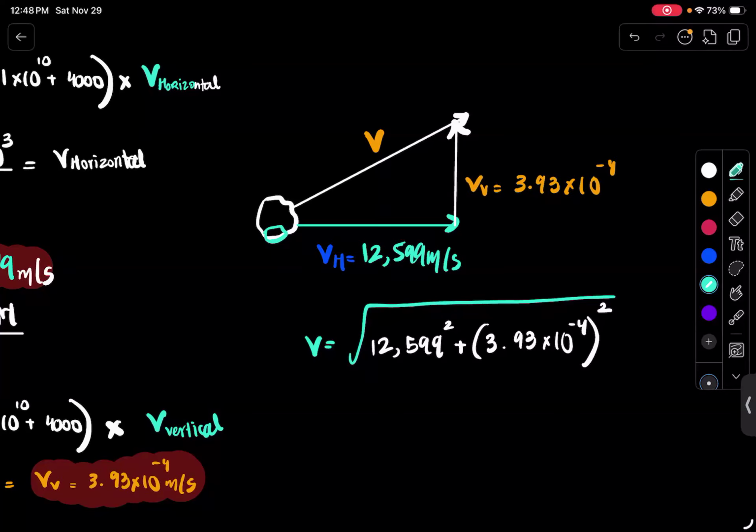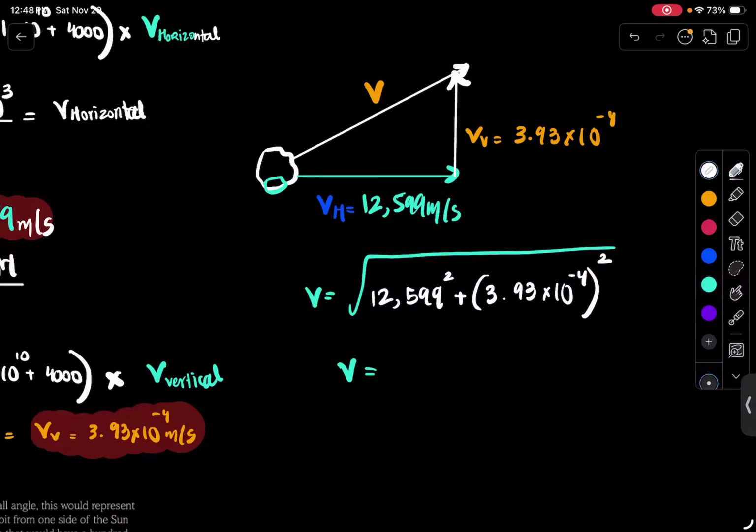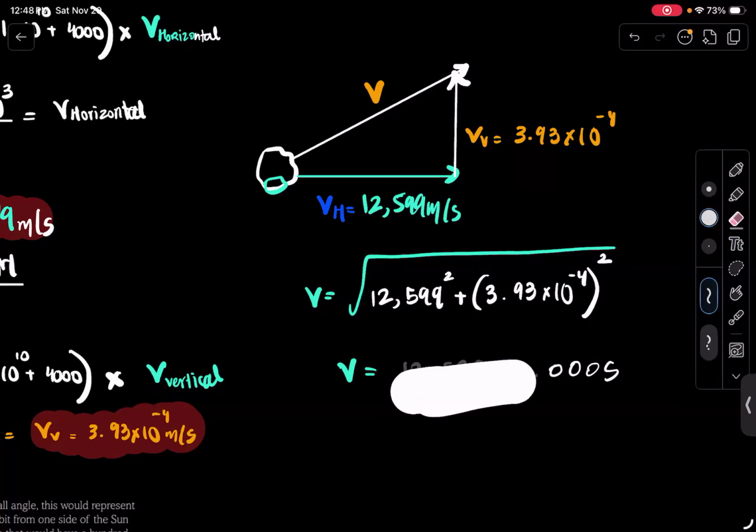Let's check it out. 12,599 plus 3.93. Be careful in using the brackets and the powers. Into 10 to the power minus 4 squared. Okay. So velocity turns out to be 12,599 roughly. Why? Because look at it. You are adding a very, very small number to a very, very large number, right? So it's not going to change much. It might be 0.000 something, but it's not going to change much.